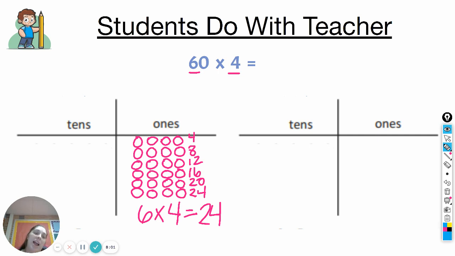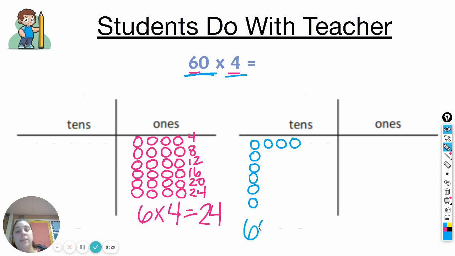But we know that what we're actually trying to solve is 60 times 4. So let's go ahead in your other place value chart and make that same array, 1, 2, 3, 4, 5, 6, with 6 rows of 4. And this will represent 60 times 4, because now each of our circles will be worth 10 instead of 1. So go ahead and finish your array.